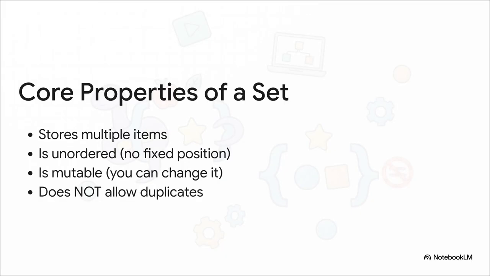First, yeah, it can hold a bunch of items just like a list. But, and this is a big one, it's unordered. That means no index, no position. It's also mutable, which is just a fancy way of saying you can change it, add things, take things out. And the absolute most important feature, it does not allow duplicates. It just won't let it happen.